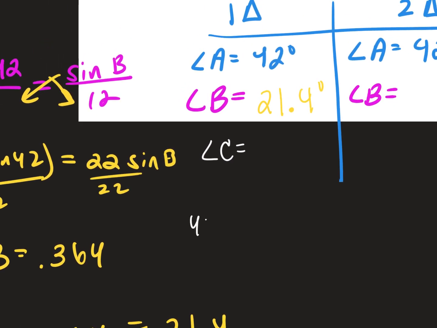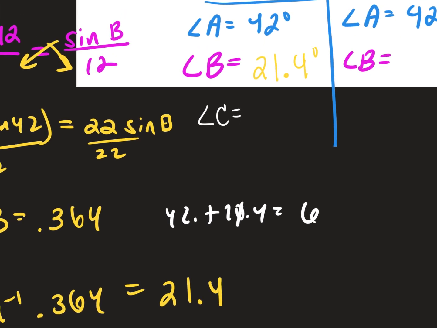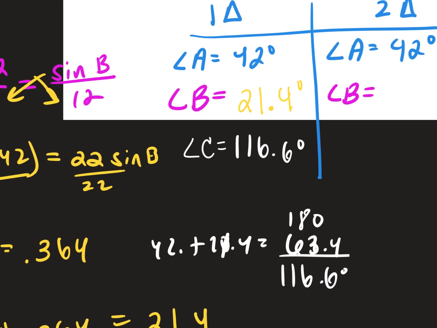You're going to add. So 42 plus 21.4 is how much? 63.4. Okay, and then we take 180 minus that and get what? 116.6. Okay, so 116.6. All right, we'll finish solving that for the other side in a second.